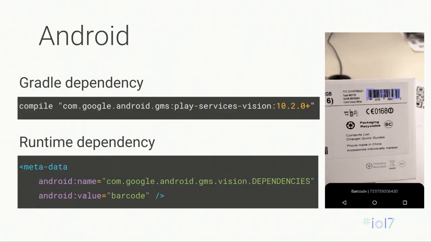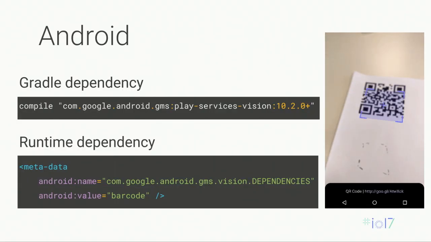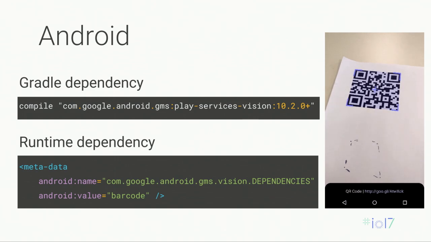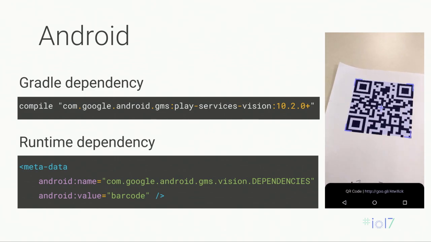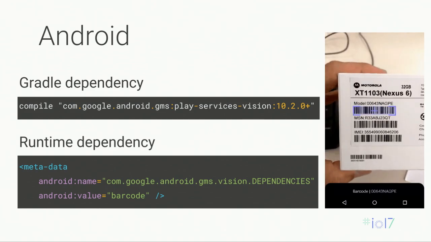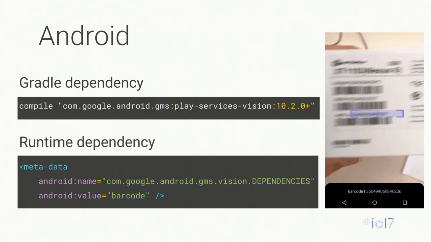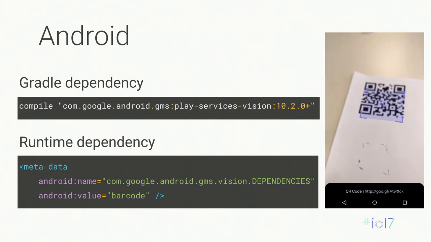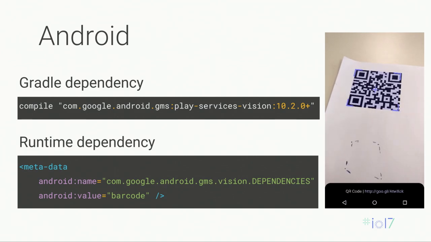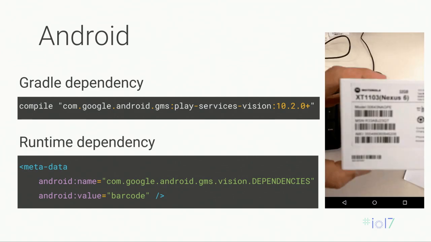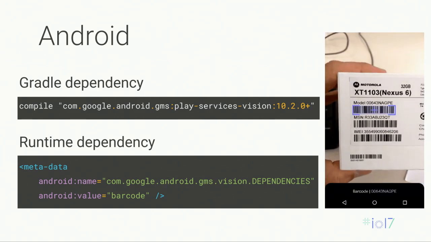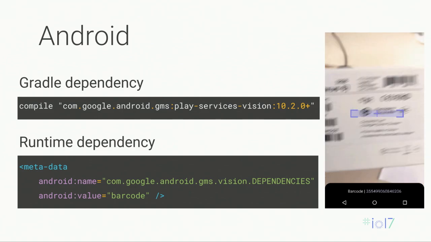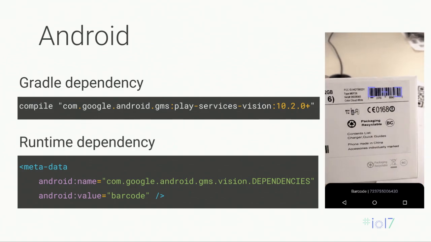The Barcode API for Android is provided by Google Play Services. You want to declare your dependency in Gradle and also at runtime in your manifest file. For the Mobile Vision API, the first time it runs on your device, it requires downloading some additional vision models, but only the first time. Once it's finished downloading, from then on, no internet is required.